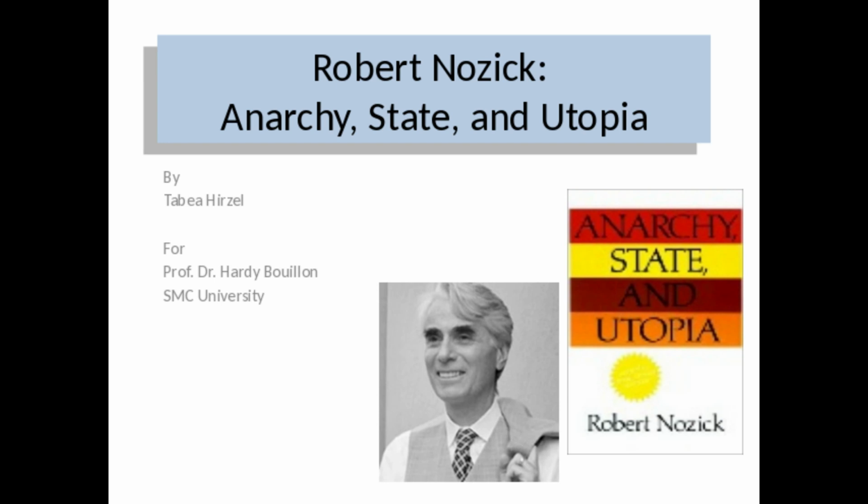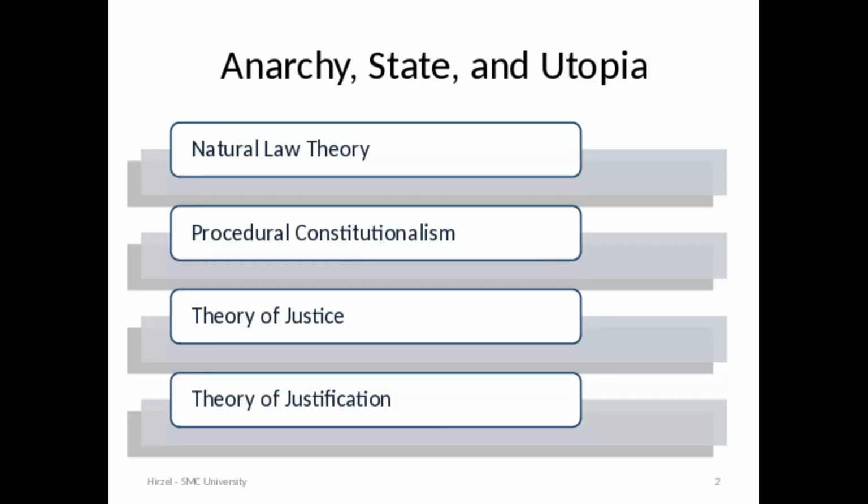Good morning. Today I shall give you a brief introduction to the theory of Nobel Prize winner Robert Nozick on state constitution, justice and the ideal society. His major work on these issues is laid down in his book Anarchy, State and Utopia, which he wrote in reply to John Rawls' work A Theory of Justice in 1974.